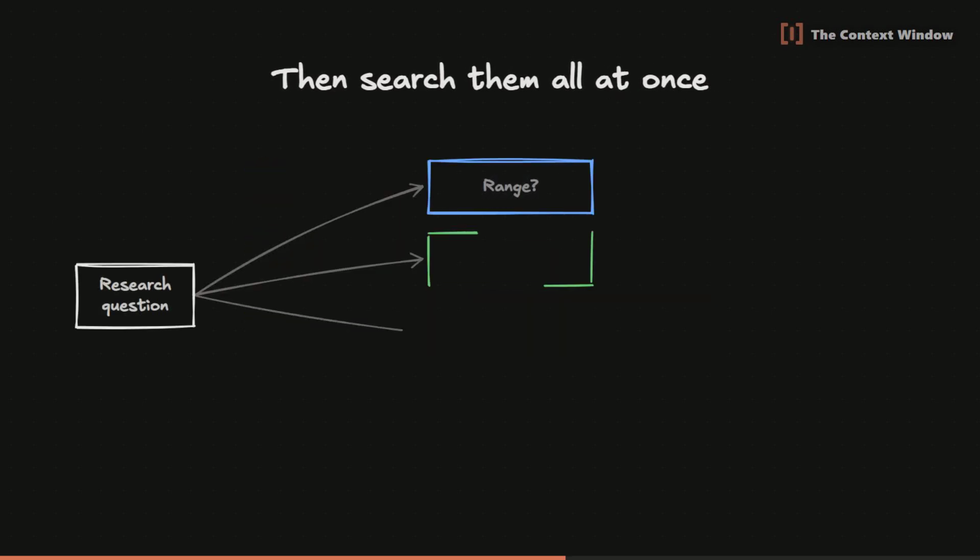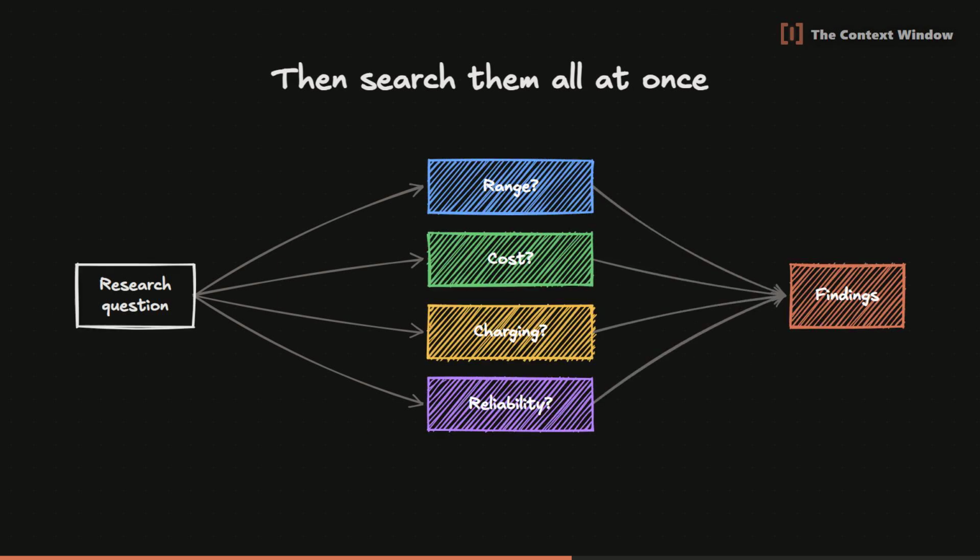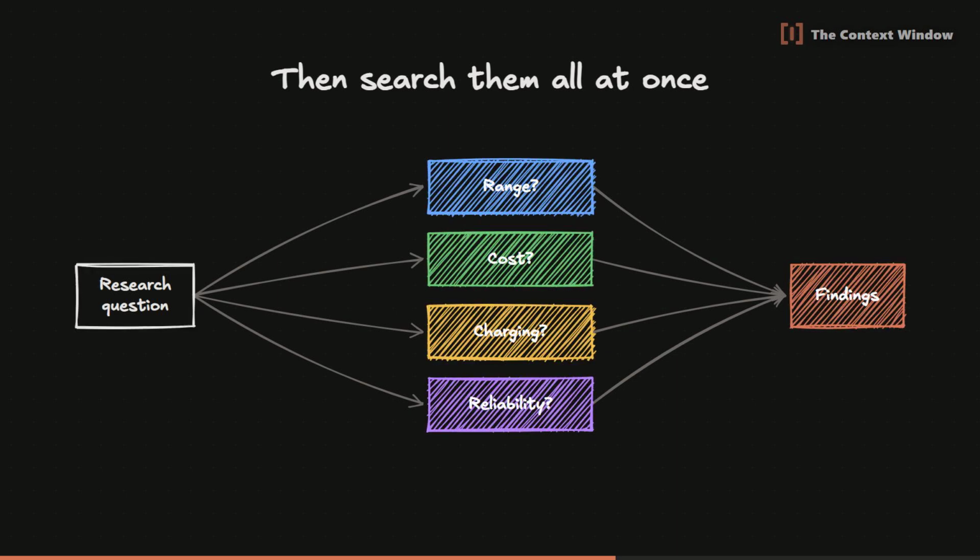Now the fun part. Instead of one model grinding through those one after another, we fire off a separate agent for each sub-question, all at the same time. Everyone gets its own web search tool. They all go hunting in parallel. 4 questions, 4 little researchers working at once instead of standing in a line.